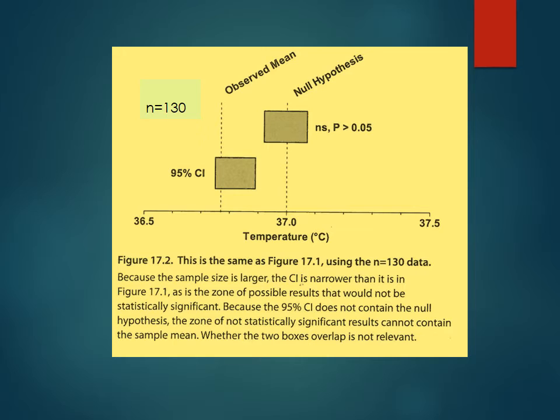You just have to look at the confidence intervals, and that very frequently will tell you whether or not your results are statistically significant. Yes? Why is the second box not symmetrical around the observed mean? It's skewed towards the null.